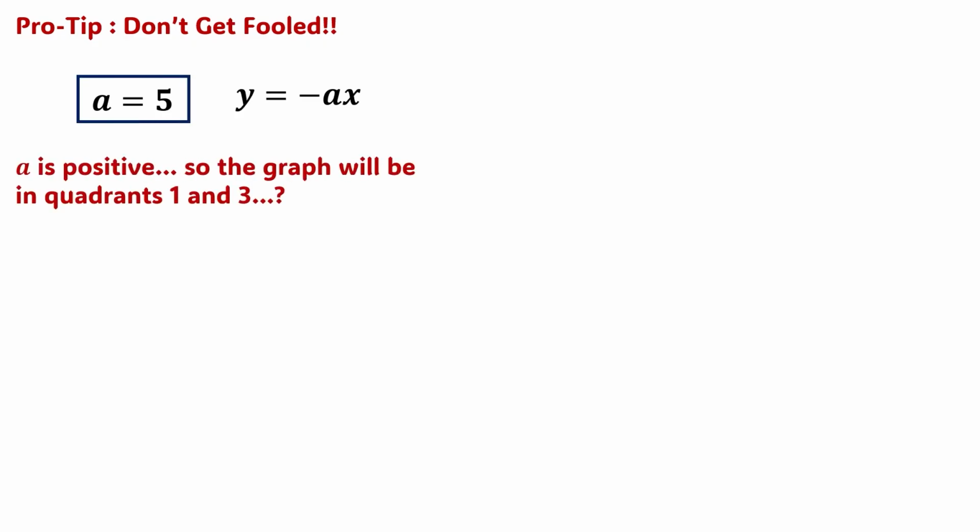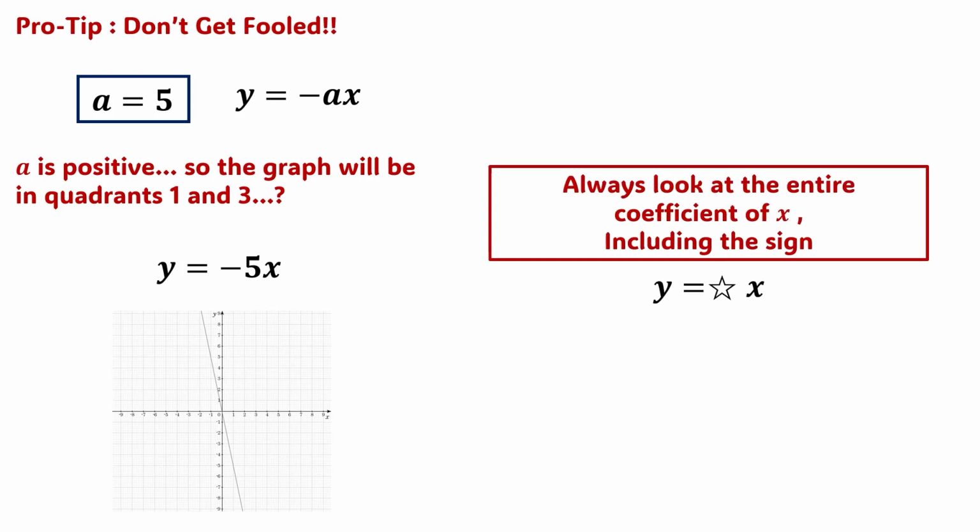Here's a tip that will save you on tests. It's not about the letter a itself, but about the coefficient, the number right in front of x. For example, if I say a equals 5 and ask you to graph y equals negative ax, you might see a is positive and get confused. But the equation is actually y equals negative 5x. Since the coefficient negative 5 is negative, the graph will be in quadrants 2 and 4. Always look at the entire coefficient of x, including the sign.